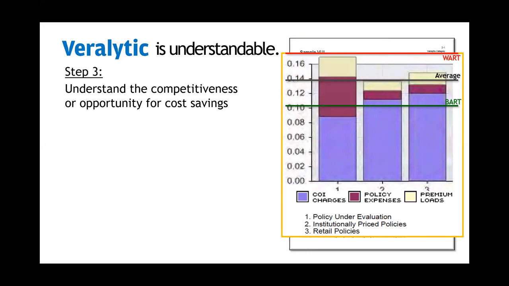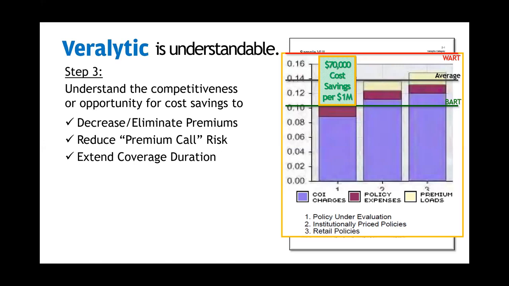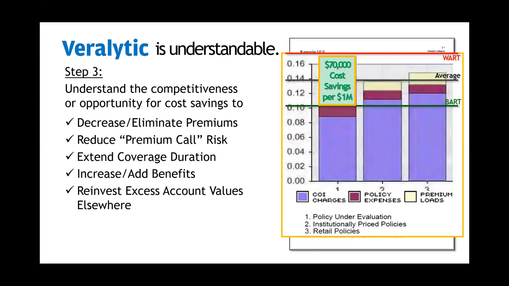It's also just as easy to see when costs are high and to calculate potential cost savings using simple math. These cost savings could be used to decrease or eliminate premiums otherwise required, reduce the growing risk of a premium call, extend the duration of coverage now that more people are likely to outlive their coverage, increase or add benefits like long-term care, or distribute account values no longer needed to cover high costs and reinvest these excess account values elsewhere.